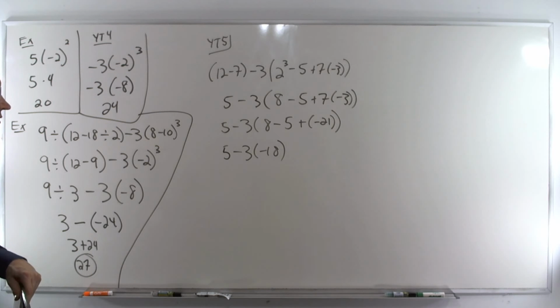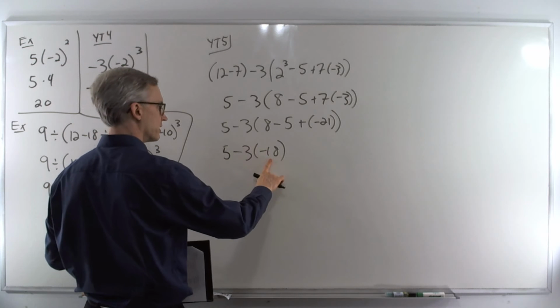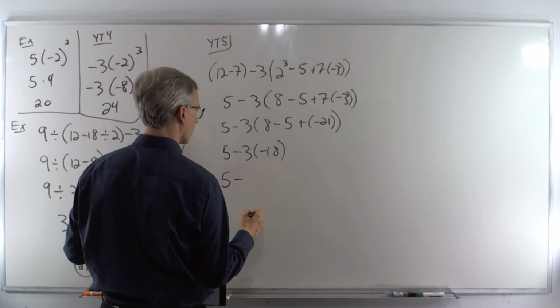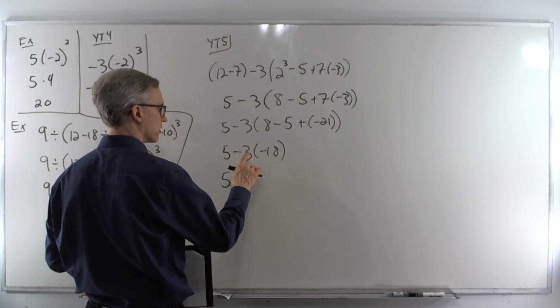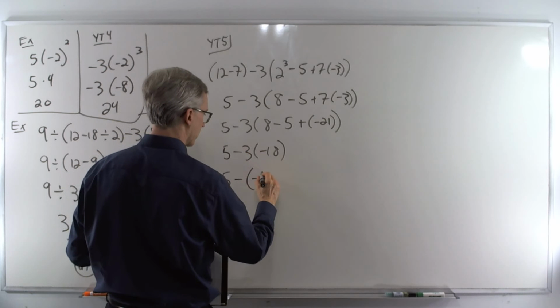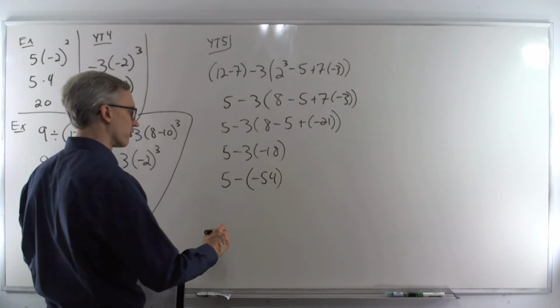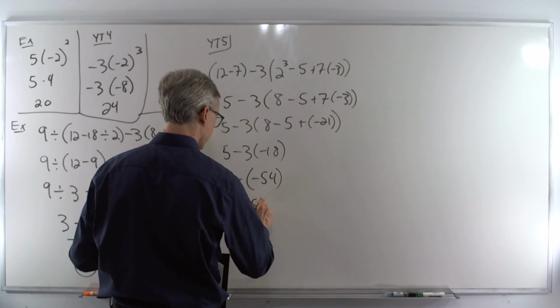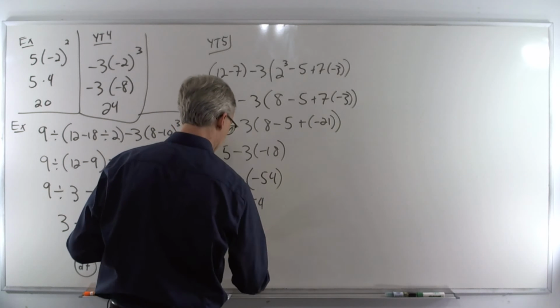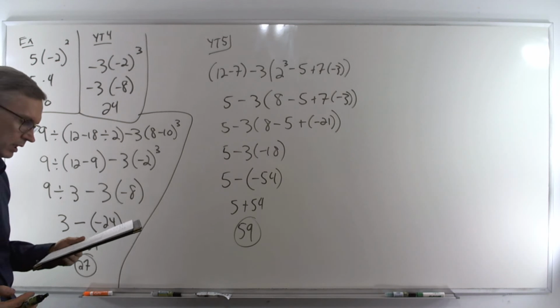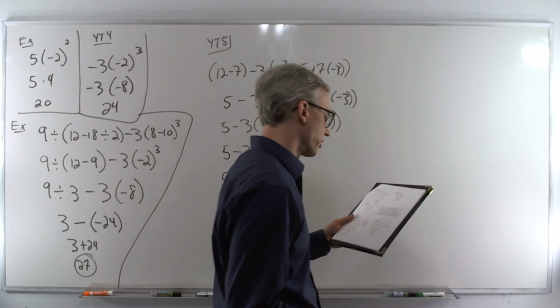All right, so we got negative 3 times negative 18. Or you can think of it as 5 minus 3 times negative 18. So it's 5 minus negative 54, or 5 plus 54. Add them together and we get 59. Next up, your turn, number 6.